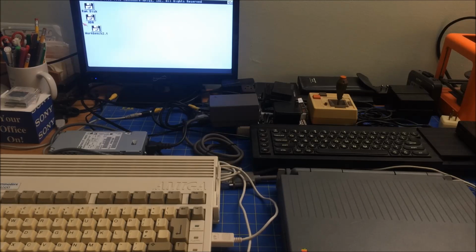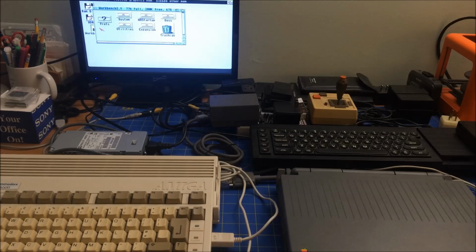It's a little sluggish. Wow, I'm having trouble. Maybe the Amiga is not all that great. Well, I think there's a reason for that.